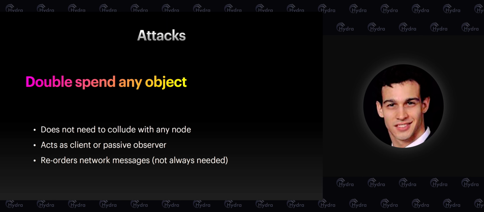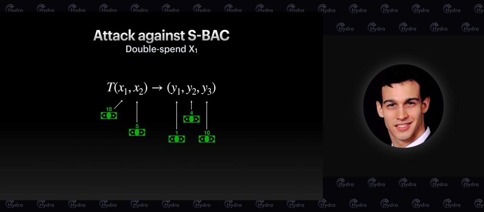So there are attacks, when you implement them naively, that would allow you to double spend any object. This means that there is an adversary that doesn't even need to collude with any node. It can be honest on the system, act as a client, or just be a passive observer and then interact with the system. And it needs to reorder network messages, but not even always. Not even all the attacks require that. So here is an example on how such an attack would work. This is just one of the examples.